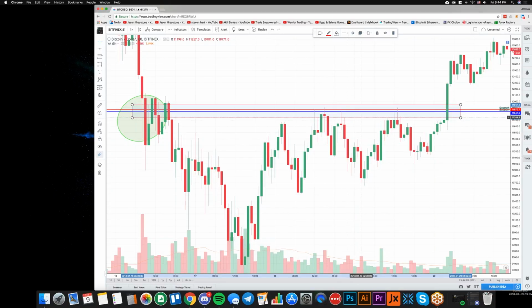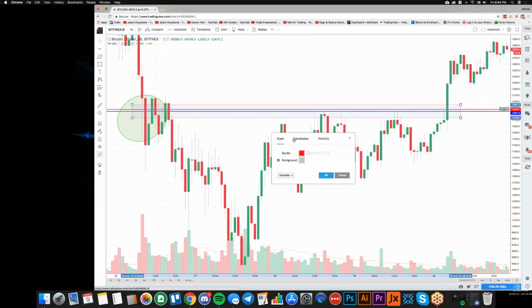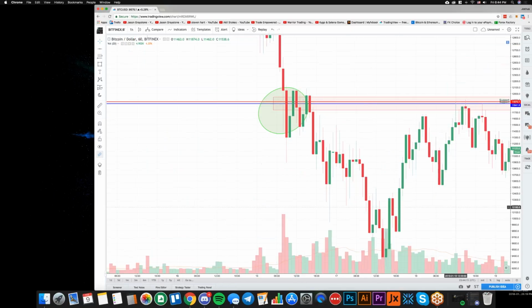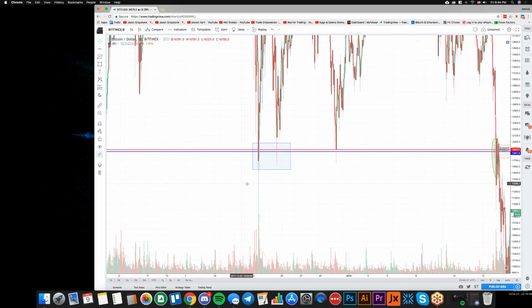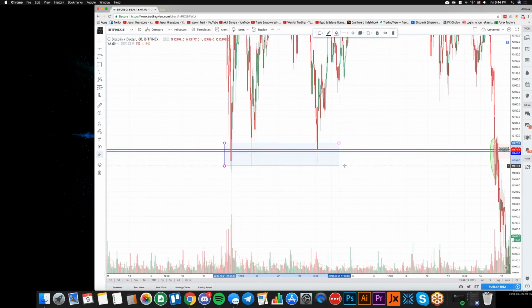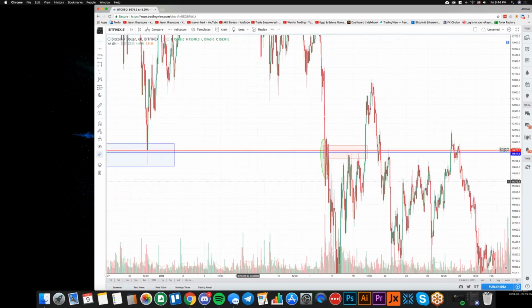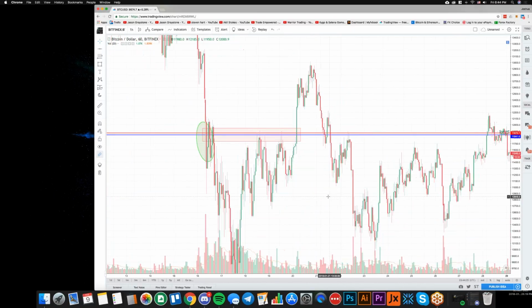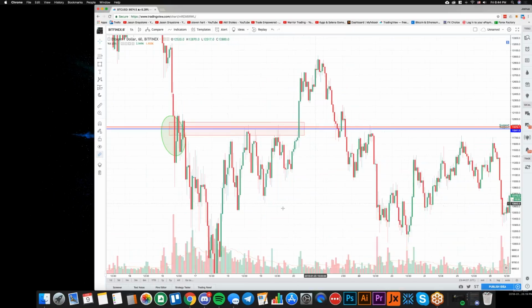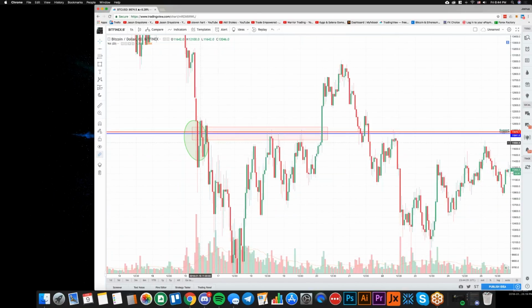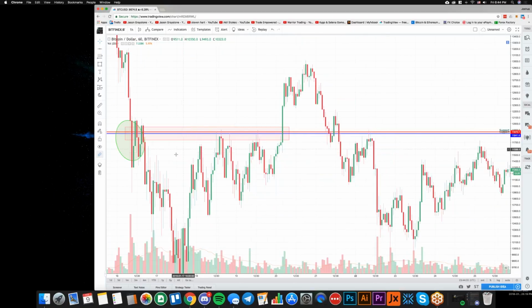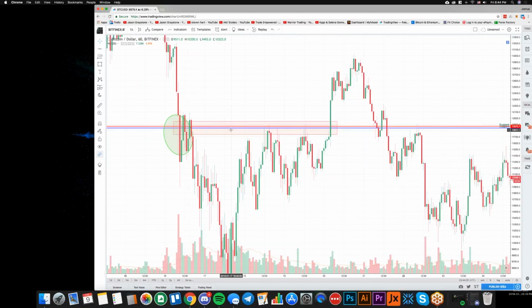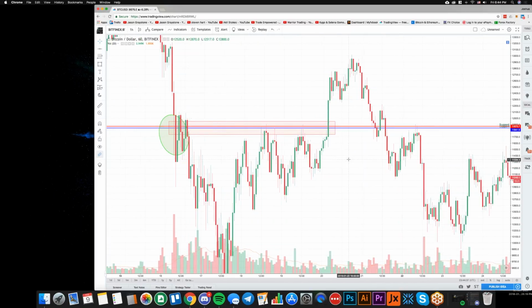So in this situation, we have an area of resistance, whereas back here, we had an area of support. Blue is support, red is resistance. It's the same horizontal line, it just depends on what side the price is on. If we've broken and retested this zone as resistance, the zone is now resistance until proven otherwise.